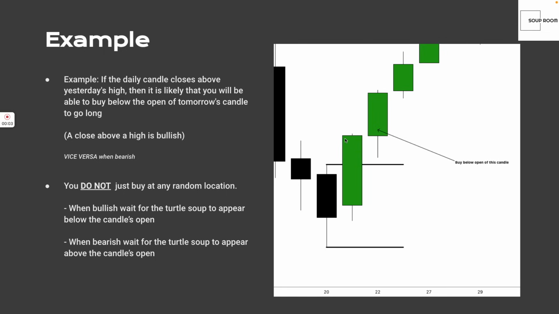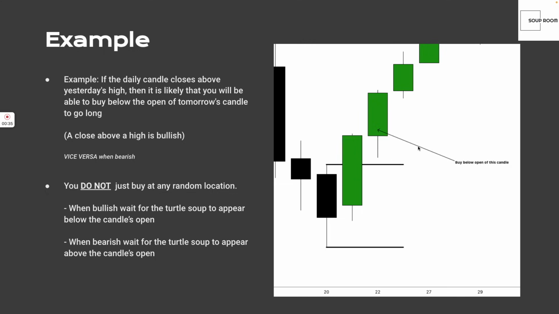Let's take a look at this example. This is a daily time frame. Now, on this day we created the range. The next day we broke the range. How did we break the range? We closed above it. This means you are likely to get an entry below the next candle's open. As we see right here, buy below the open of this candle.